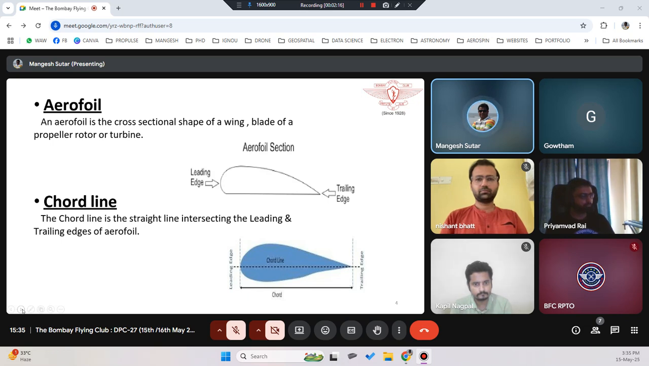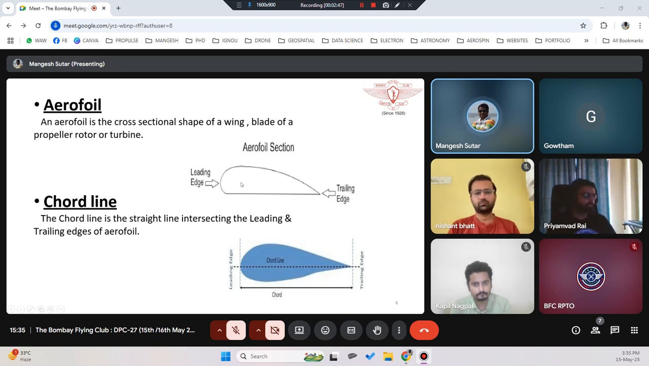An airfoil is the cross-sectional shape of a wing or blade of a propeller, rotor, or turbine. So if you see the wing shape, the cross section, if you take it, you will see something like this, okay, like this shape. It will have a bigger shape in front, whereas it will have a curved shape or a short surface at the back. The bigger surface, the front surface, is called the leading edge, whereas the back portion is called the trailing edge.